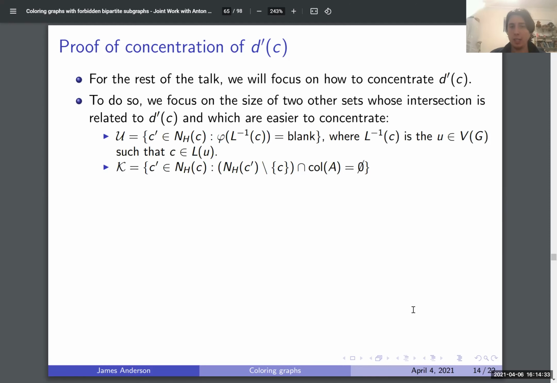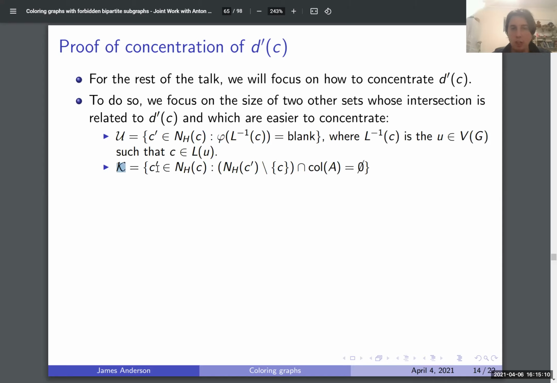And actually, it's going to be easier to focus on the concentration of these two other sets. And so I'll explain formally what these sets are, but then I'll explain the intuition. Okay, so U, we're going to be looking at, we look at C and we look at all of its neighbors in H. And we look at the neighbors, the C prime, whose underlying vertex is blank. And we want to essentially count those.